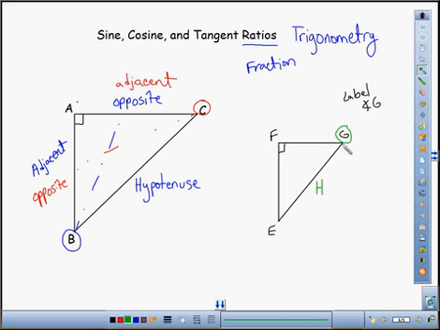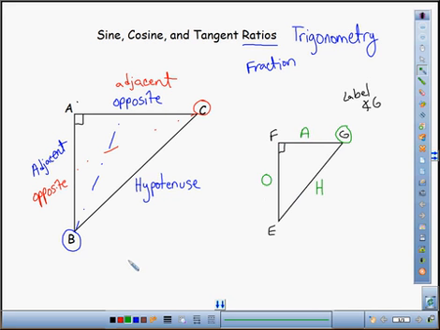The opposite side is always directly across. It's kind of like, what is the Pac-Man eating? So directly across from angle G would be my opposite side. And then the side that actually touches angle G is going to be my adjacent side. And so we have our opposite side, our adjacent side, and our hypotenuse side.